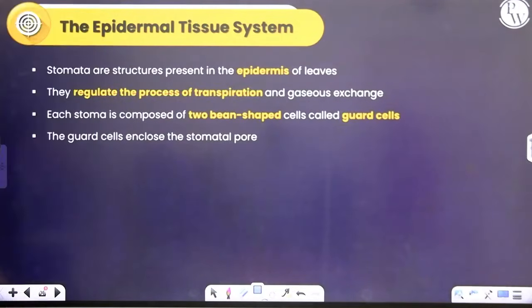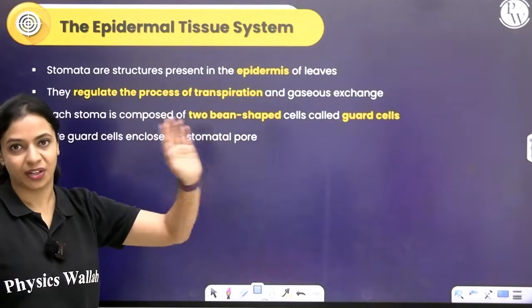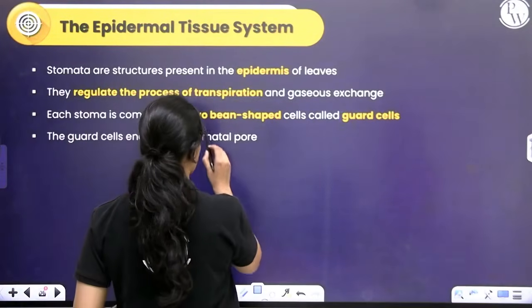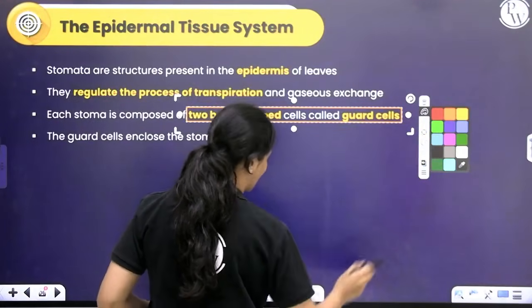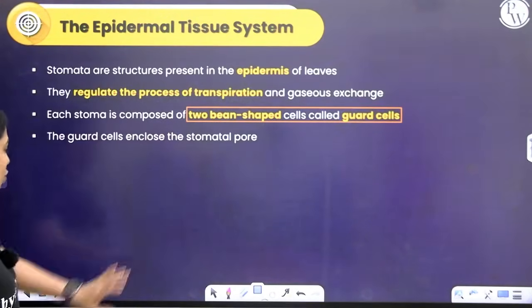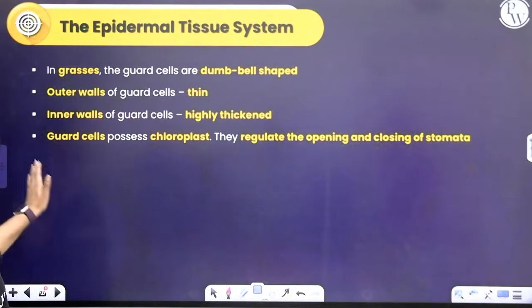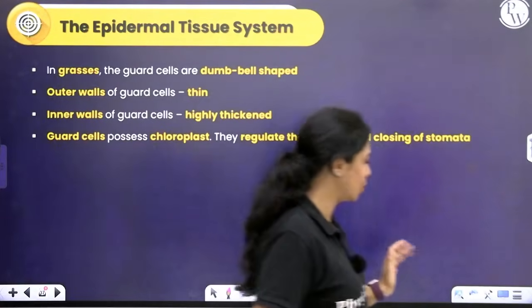Stomata are structures present in the epidermis. They regulate the process of transpiration and also exchange of respiratory gases like carbon dioxide and oxygen. Each stoma is composed of two bean-shaped cells called guard cells, in the case of dicots. If it's monocots, it will be dumbbell-shaped. They enclose the stomatal pore. In grasses, they are dumbbell-shaped. Outer wall is thin, inner wall is highly thickened. Guard cells possess chloroplast. They regulate the opening and closing of stomata. I've told you all about this.